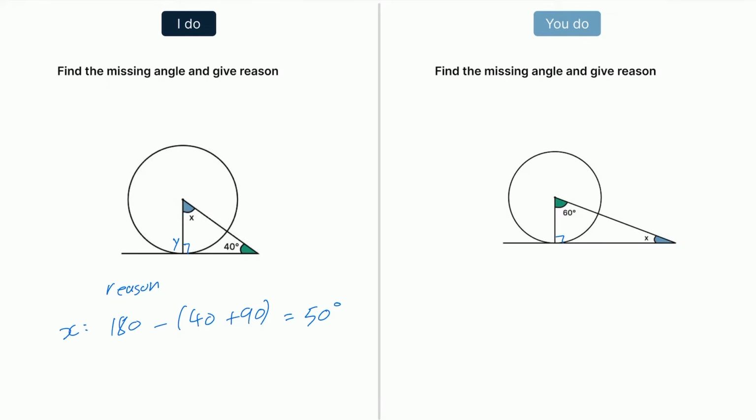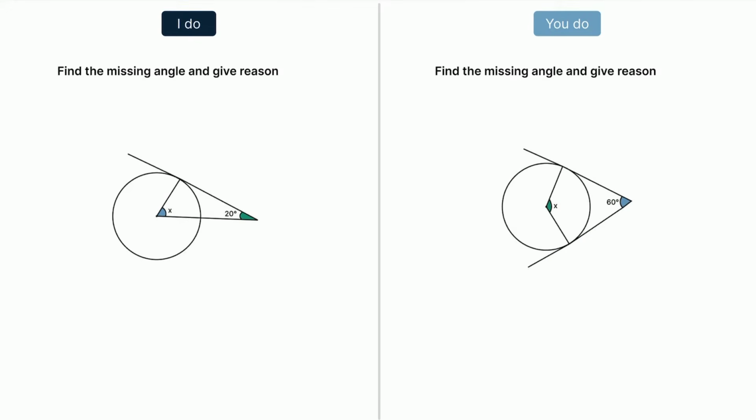Again, hopefully you pressed pause and had a go at this. So first thing we can say is a reason. The radius meets the tangent at 90, which means y is 90. And then we can do 180, take away 90 plus 60, which is 150, which then gives you 30 degrees here, which is x.